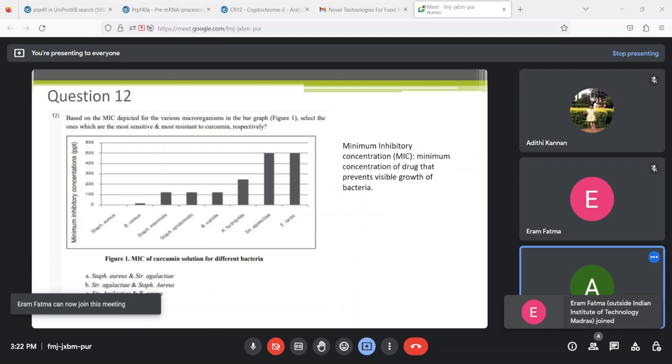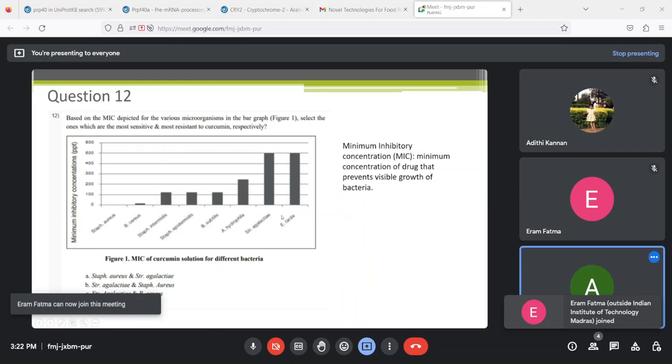So here you can see Staphylococcus aureus has basically very minimal MIC. Here in the y-axis you have minimum inhibitory concentration. In the x-axis you have different organisms against which curcumin is tested. So here you can see Staphylococcus aureus has almost minimal MIC, which means it requires very tiny concentration of the drug to prevent its growth. And this in turn means that Staphylococcus aureus is extremely sensitive to curcumin, which is why a very small concentration was enough to prevent its growth. So the most sensitive in this particular set of organisms is the Staph aureus.